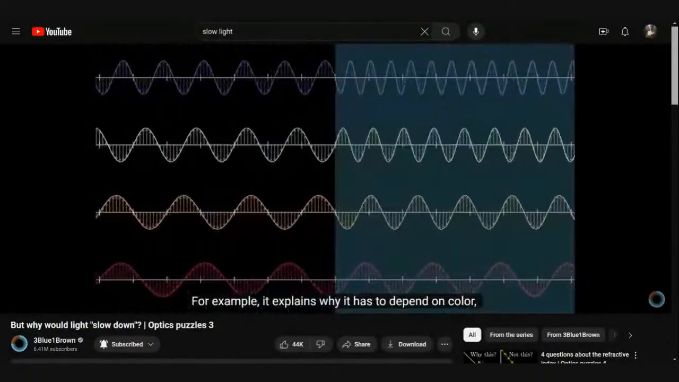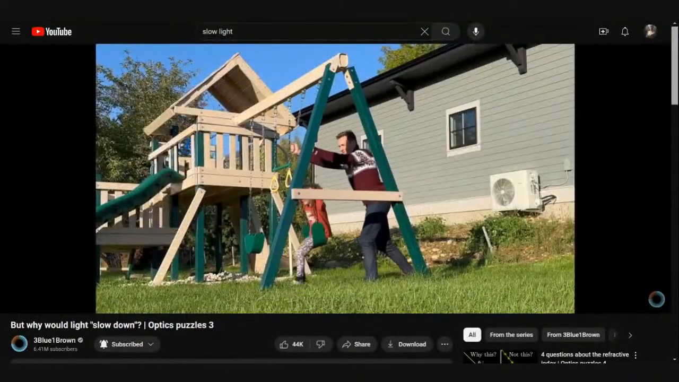For example, it explains why it has to depend on color, and the key intuition there really comes down to what happens if you're bad at pushing a child on a swing. Bear with me, I promise that'll make sense later.